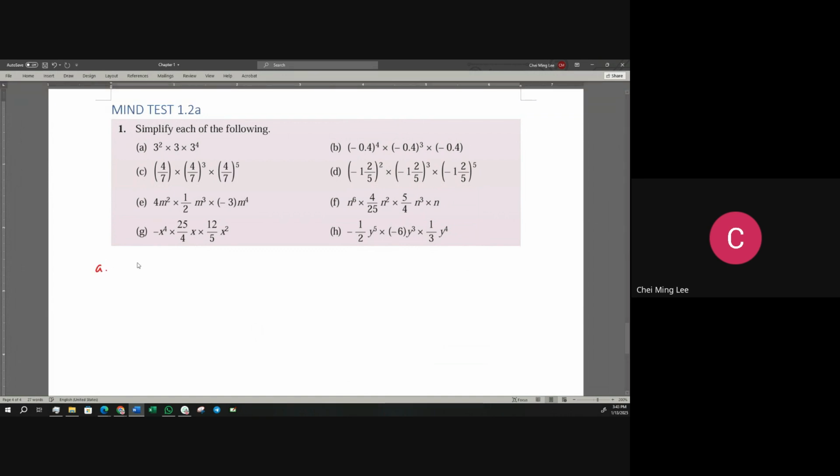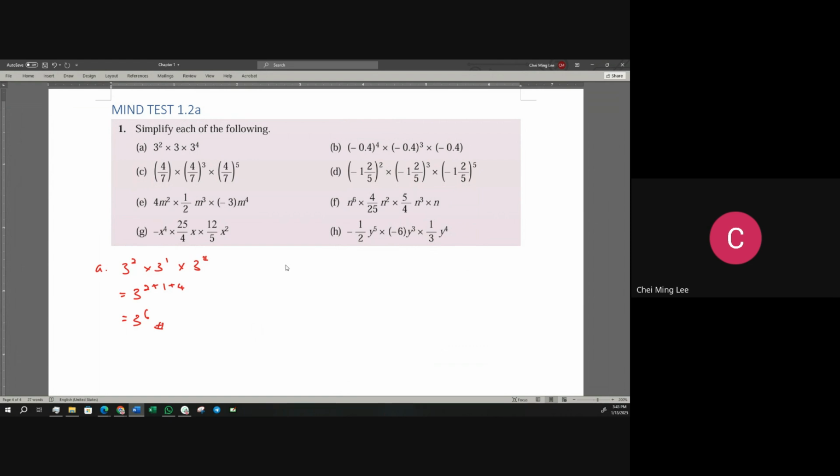For A, this is 3 to the power of 2 times 3 to the power of 1 times 3 to the power of 4. This 3 is actually 3 to the power of 1. So when it's multiplied, we can make it plus, correct? So 2 plus 1 plus 4, which is equal to 3 to the power of 6.